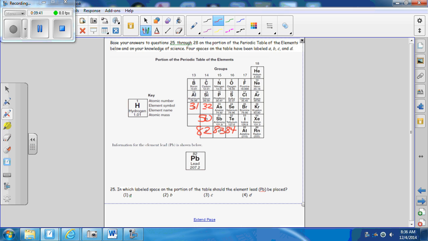So the answer would be C. If you got it wrong and you picked D, I'm not as upset, because if you picked B or A, that means you were just guessing. All right, moving on.